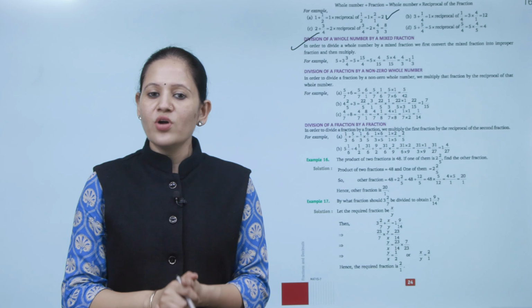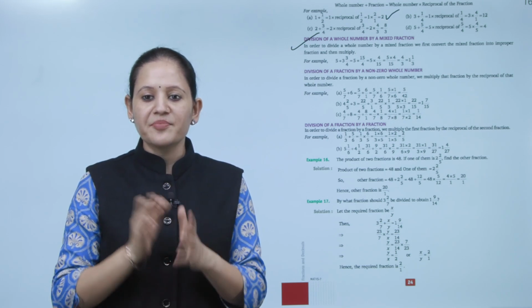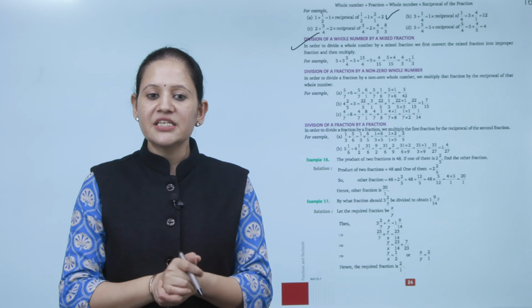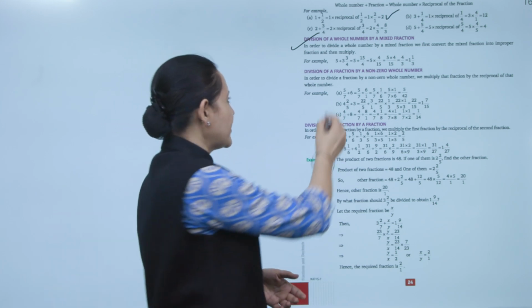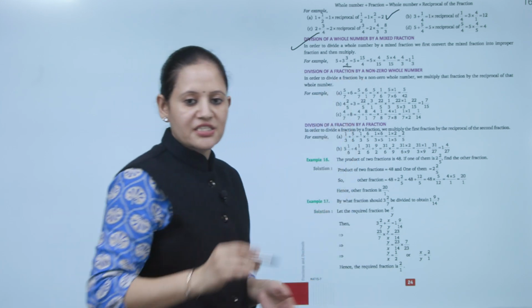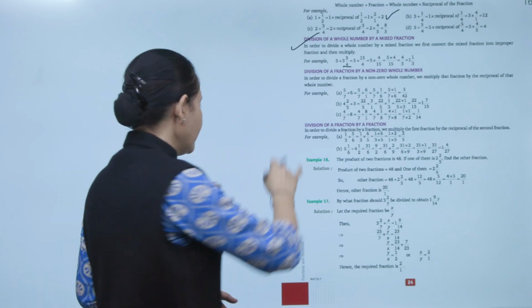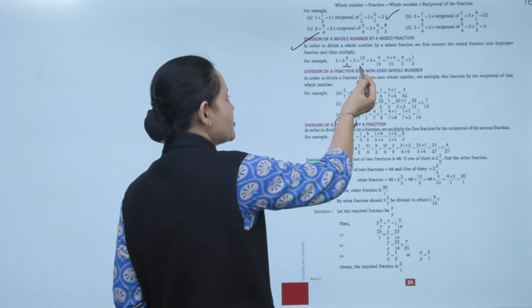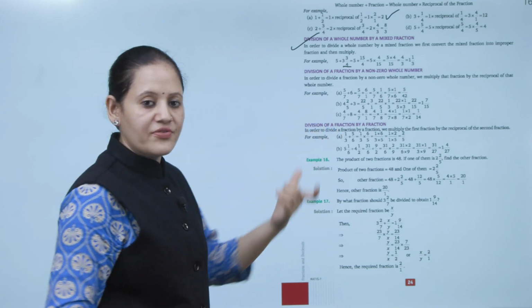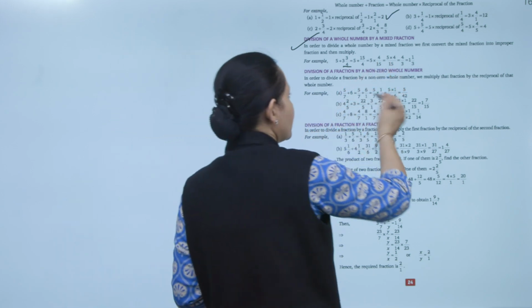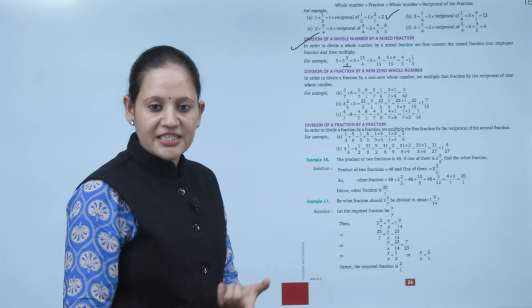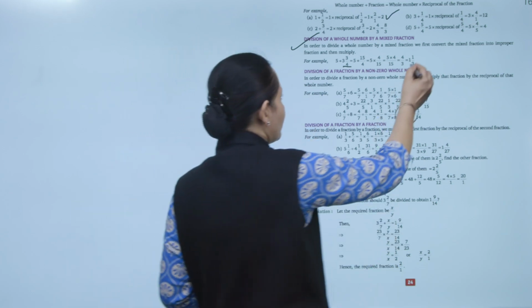In order to divide a whole number by a mixed fraction, we first convert the mixed fraction into an improper fraction and then multiply. So 5 divided by 3 3 by 4. So this is a mixed fraction. First we will convert it into an improper fraction. So 5 divided by 15 upon 4. Now that is equal to 5 into the reciprocal of the given fraction, 4 by 15. So that is equal to 4 by 3. Again, 4 by 3 is an improper fraction. We will convert it to a mixed fraction, that is 1 1 by 3.